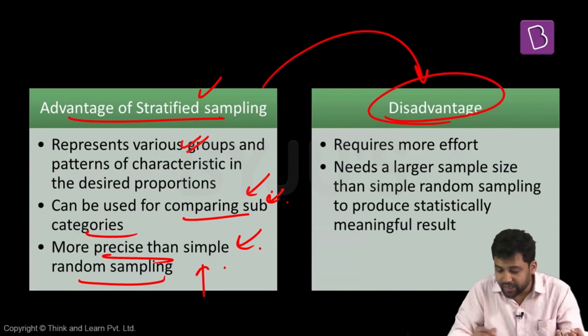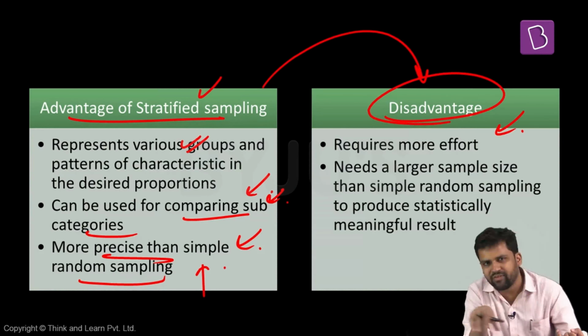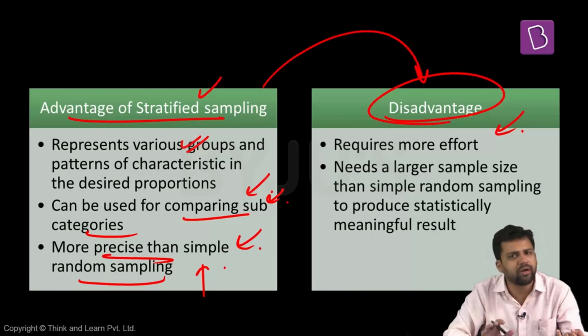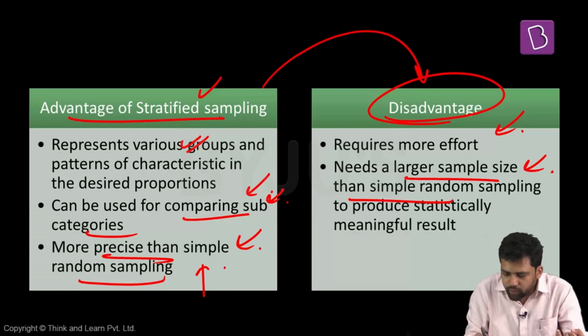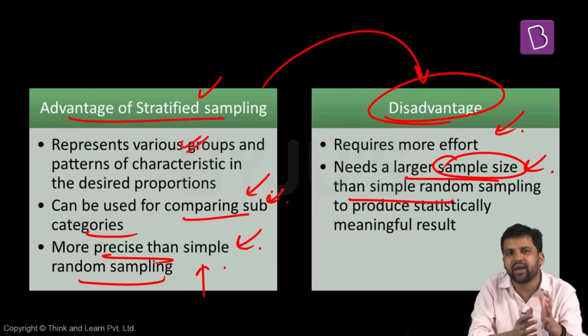But it also has some limitations. It requires more effort. You need to classify things into categories. So that will also require some effort on what basis you are classifying and again selecting from each of these categories. So it might not be as simple as simple random sampling. And also one thing has to be kept in mind, you need to go for a large sample size. If the sample size is small, again the diversity will not be reflected.